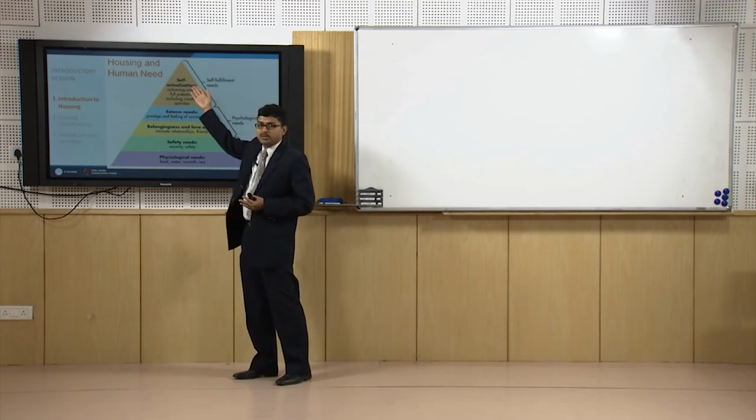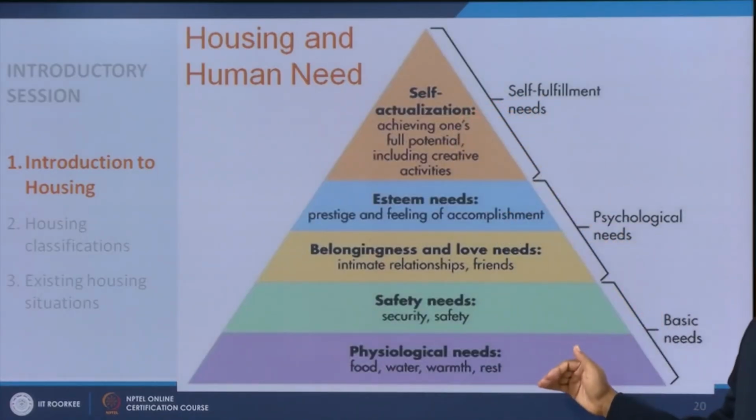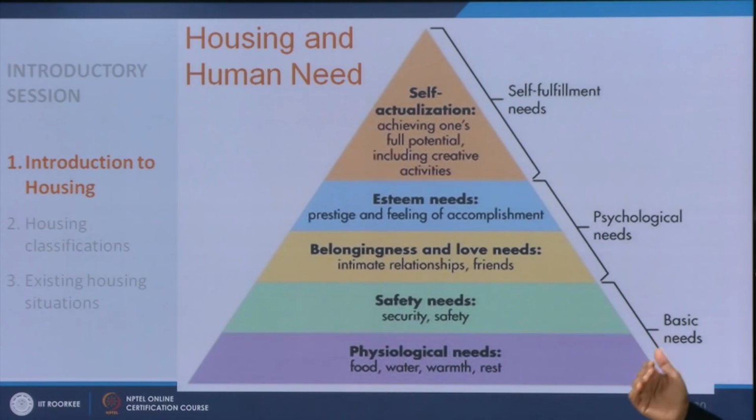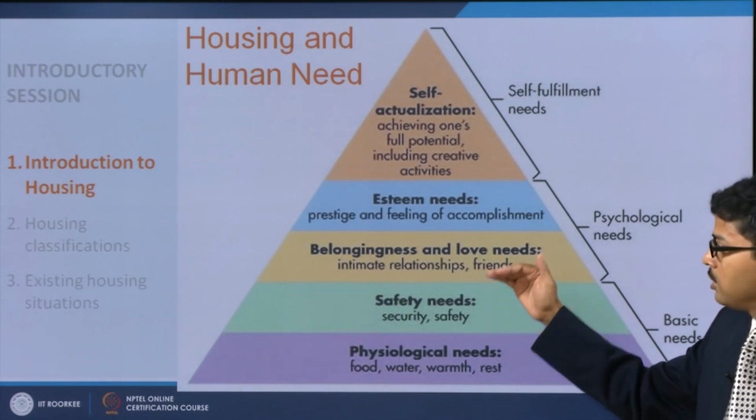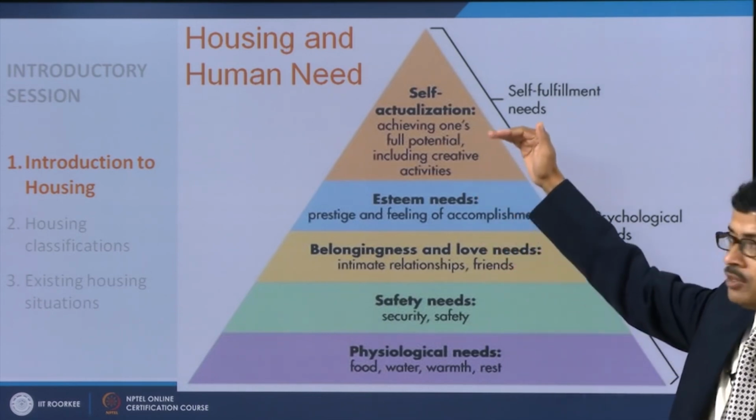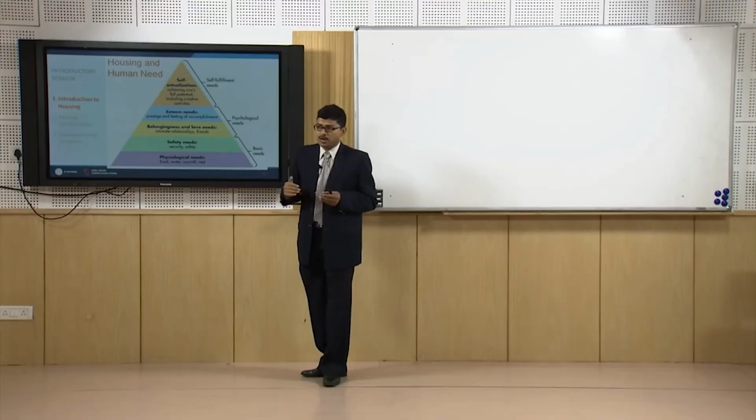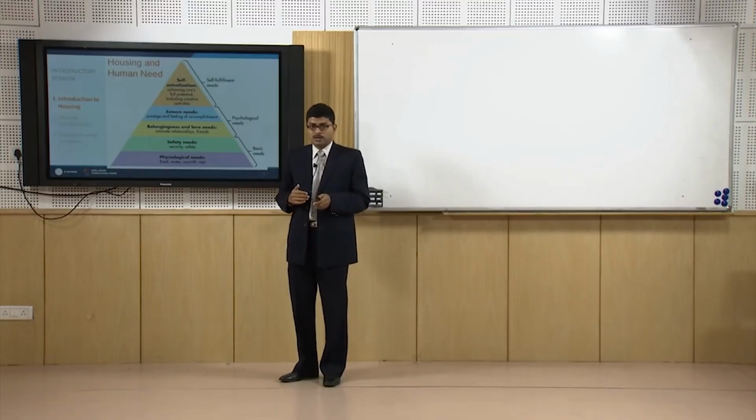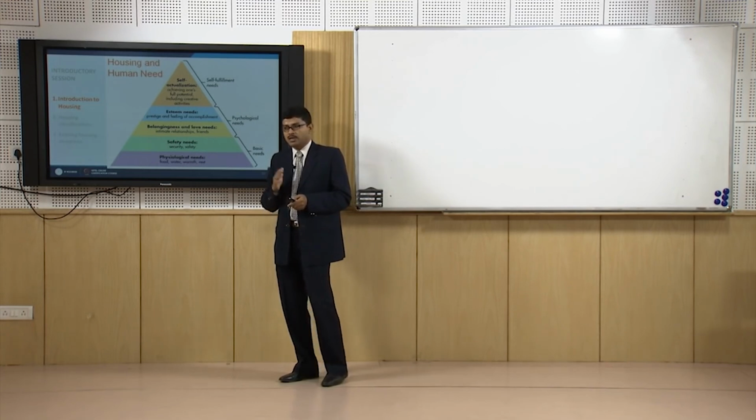So this cannot come directly because it is at the top of the pyramid. This will come later. You can imagine that a house, a housing complex or a community will provide these one by one: physiological needs, safety needs, belongingness, esteem, and self-actualization. So this will come through the house. It is inevitable. You can understand the relation between human needs and the house.